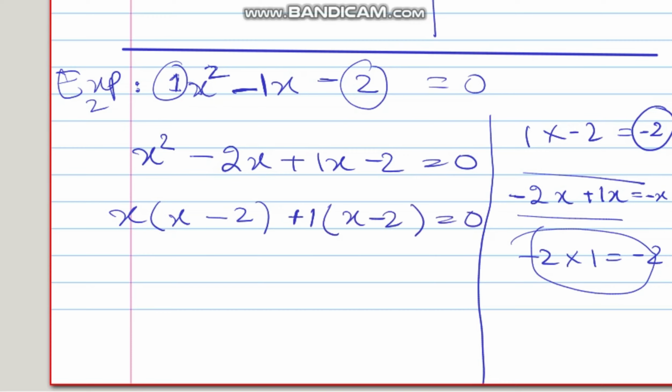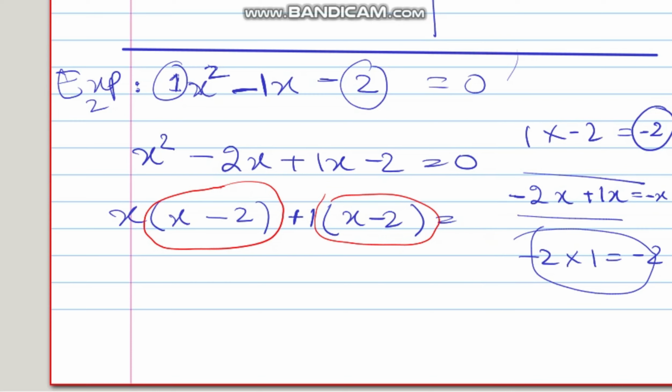One point which is very important for you: always try to make both things the same. X minus 2 is here and x minus 2 is here. These both things must be the same in both terms. So again, what is common in both? The x minus 2 is common in both terms.